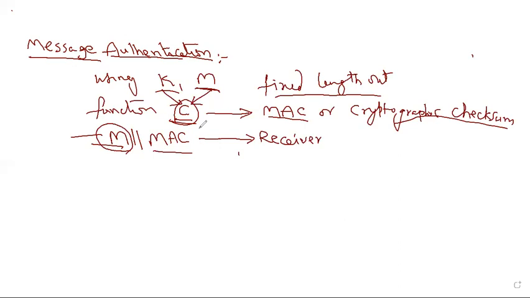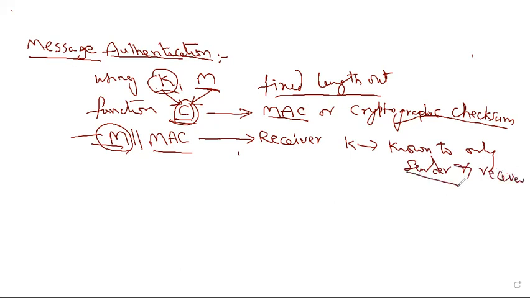Because the MAC he cannot change, because this MAC code is generated by the MAC function with the help of secret key K. This secret key K is known only to the sender and receiver, right? So no opponent, no third party, no cracker or criminal, no attacker can change the MAC. There may be a chance of changing the message, because we are sending plain text along with the MAC code to the receiver.